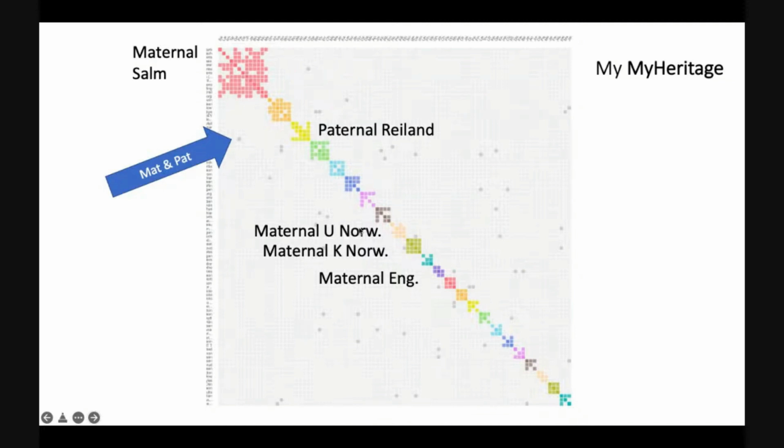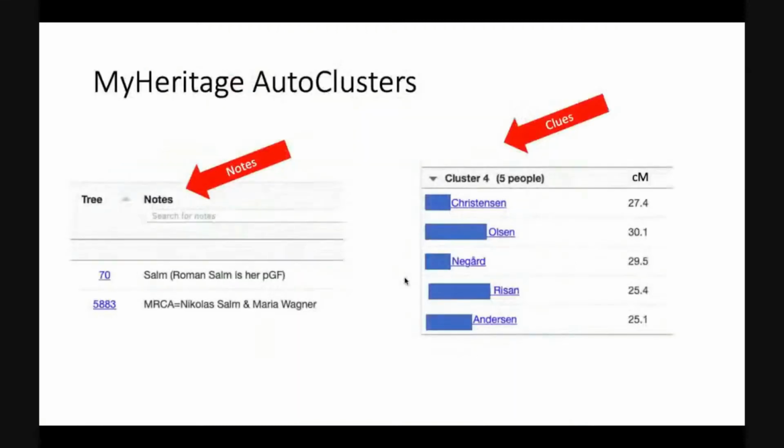I also wanted to show you, I've got maternal unknown Norwegian, maternal known Norwegians, maternal English, and those are known people. But one way of keeping track of everything is the fact that in both this tool and the Genetic Affairs tool, they show you your notes. And your notes are from the website where you tested. So here, this is from MyHeritage.